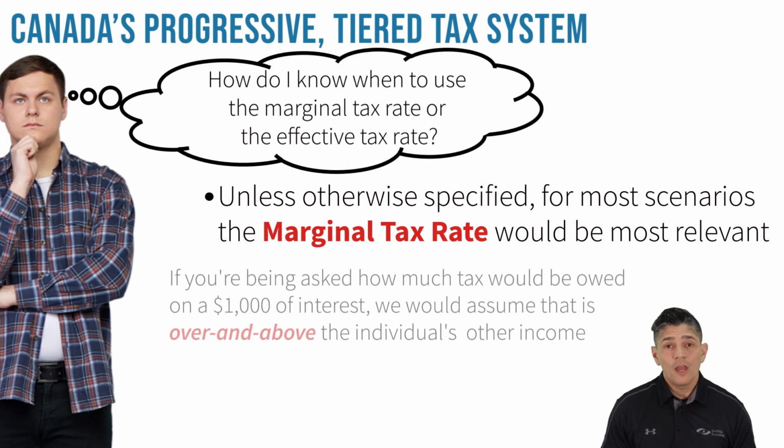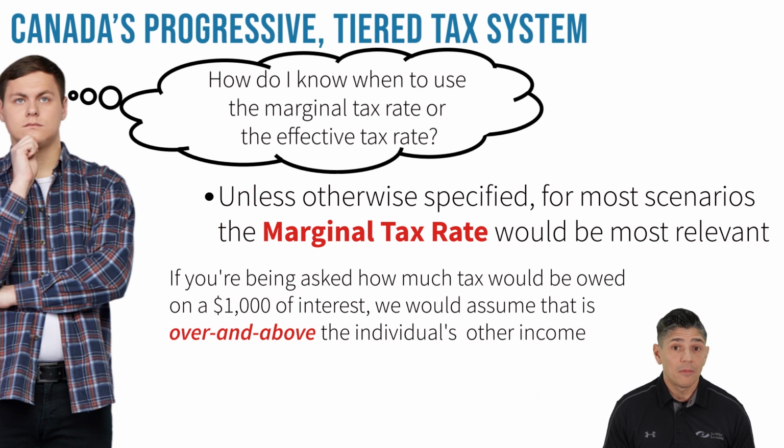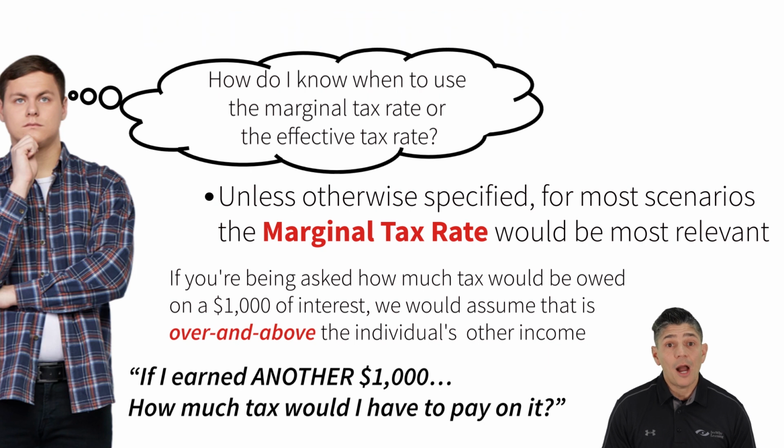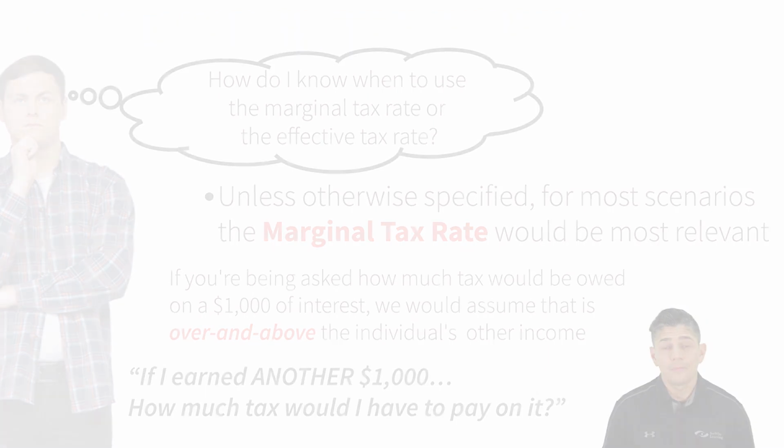For example, if you're being asked how much tax would be owed on $1,000 of interest, we would assume that is over and above the individual's other income. In other words, if you earned another $1,000, how much tax would you have to pay on it? Now, you could very well be asked to calculate the effective tax rate, but that would likely be a more direct question. It's also a good question, so I recommend you know how to do the calculation.